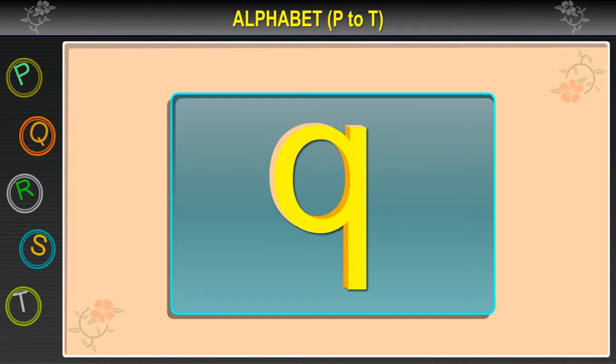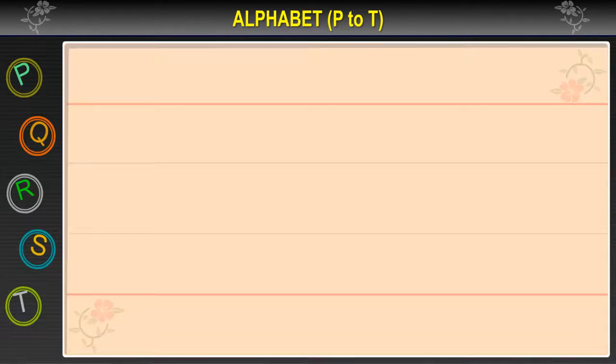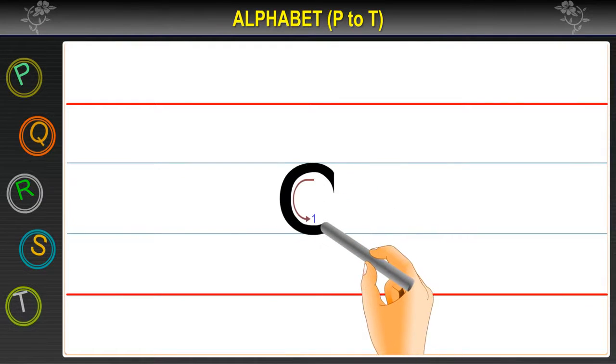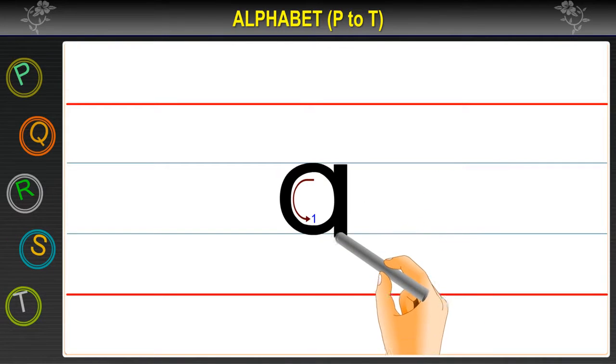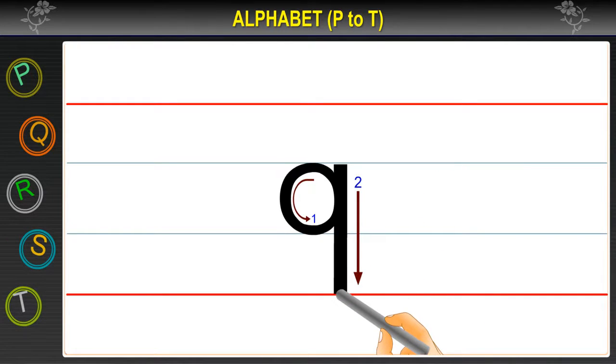Small q. Draw a right curve between the two blue lines. Now, draw a standing line by touching the ends of the right curve from first blue line to second blue line. This is small q.